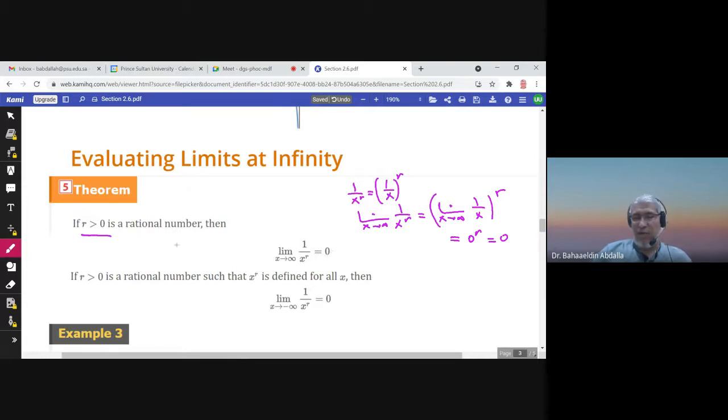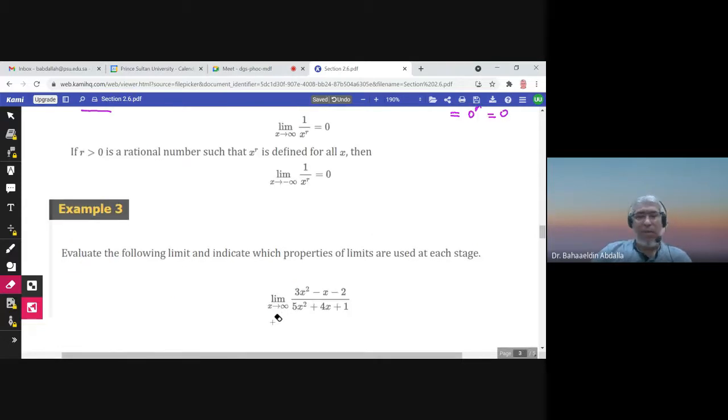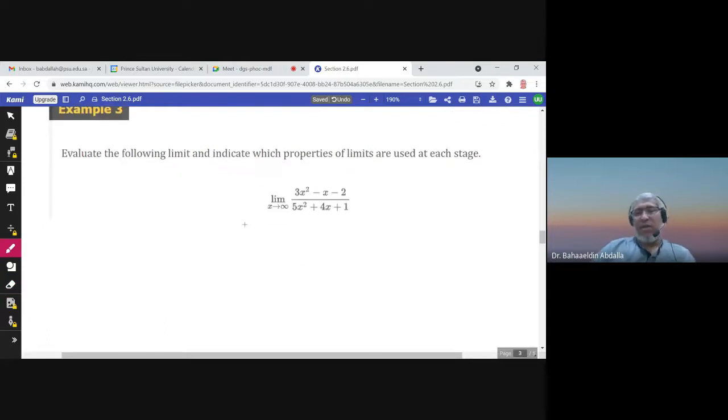But if it is negative, the answer will not be 0. If r is negative, then 1 over x to the power negative 2, for example, would be x to the power 2, and it would be in the numerator. It's not going to be in the denominator. So to keep it in the denominator, r has to be positive. So if r is positive, then the limit of 1 over x to the power r would be 0 when x approaches infinity or negative infinity.